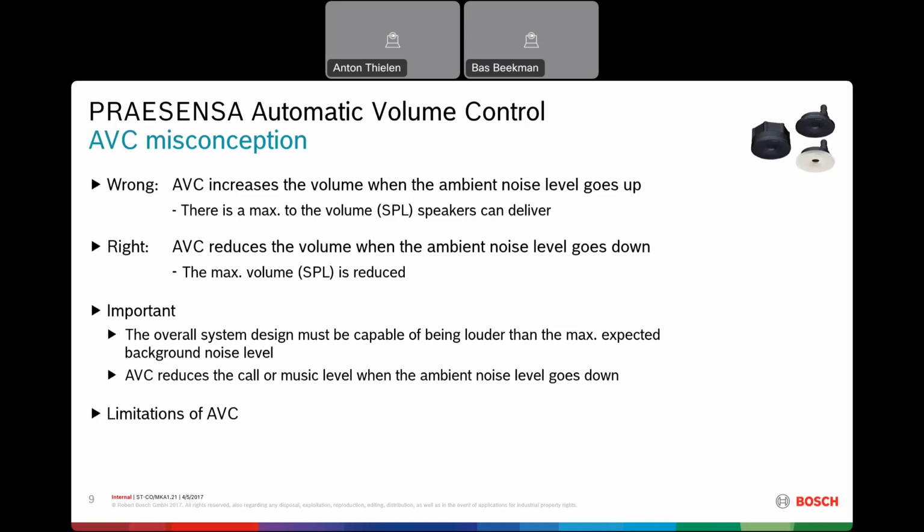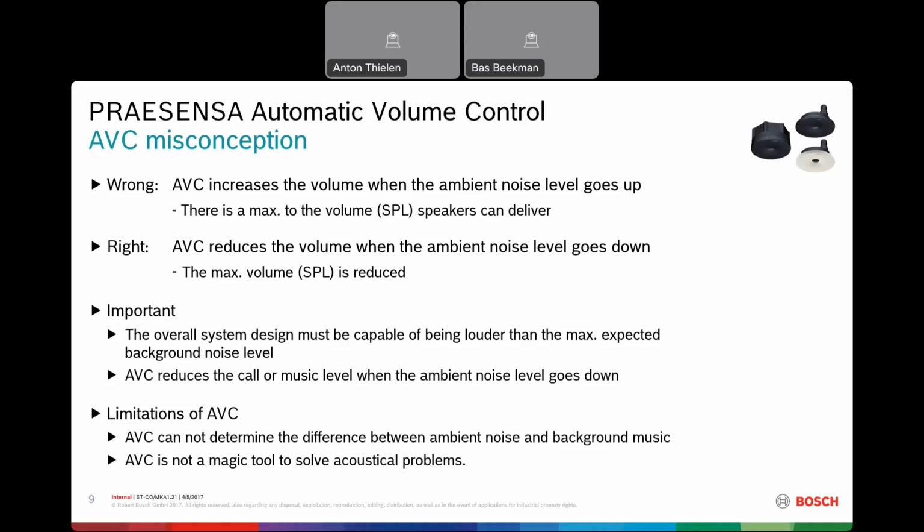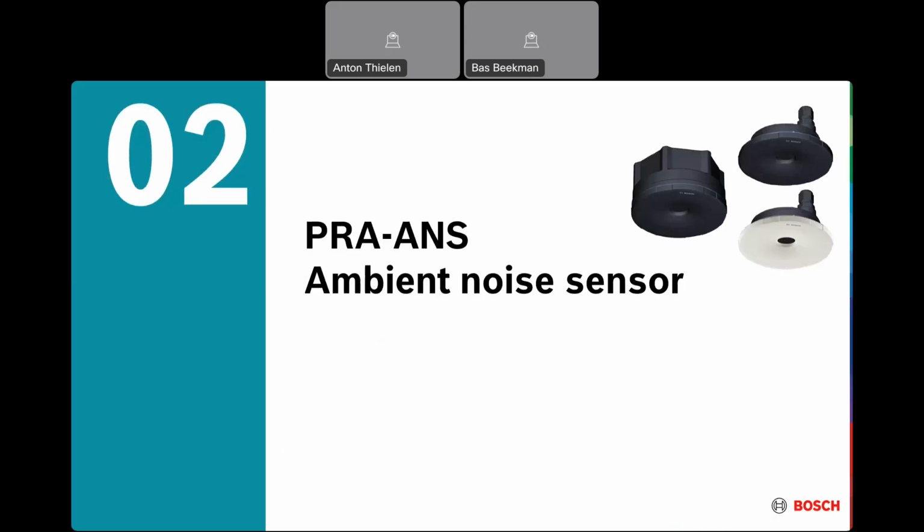Then there are some limitations. The AVC cannot determine the difference between ambient noise and background music. And the AVC is not a magic tool to solve acoustical problems. There are many other aspects, and we come back to that later, which can influence the intelligibility. Well, let's go then to the sensor, the ANS, the PRAESENSA Ambient Noise Sensor.